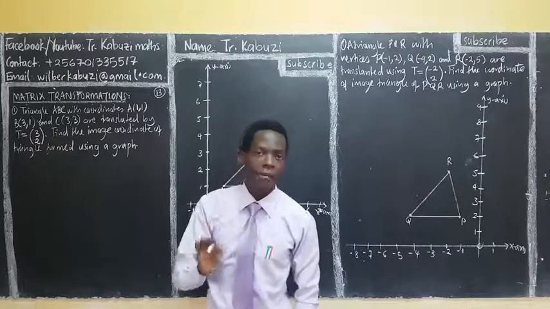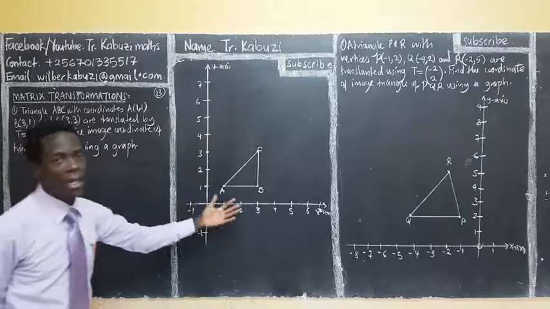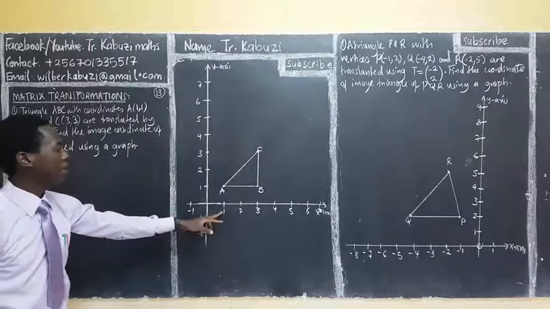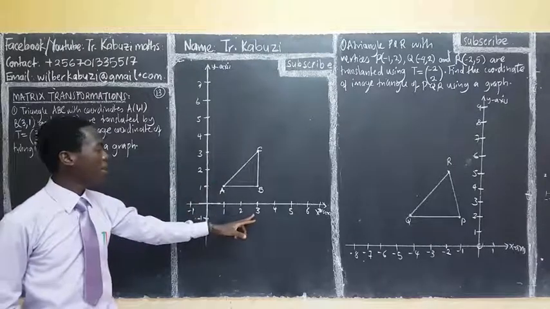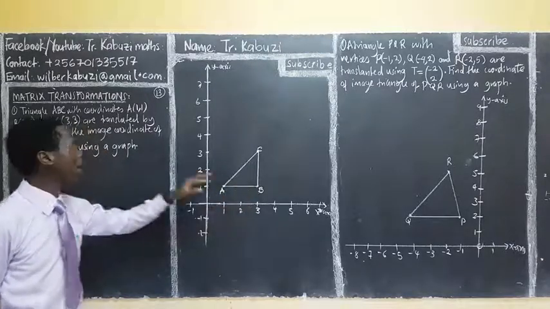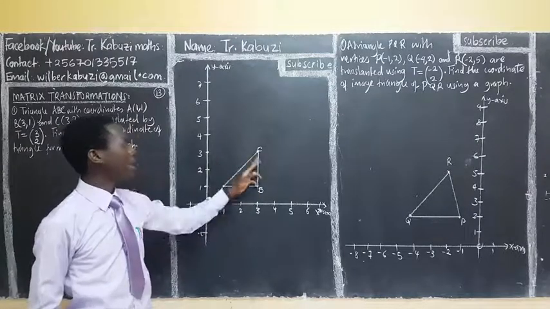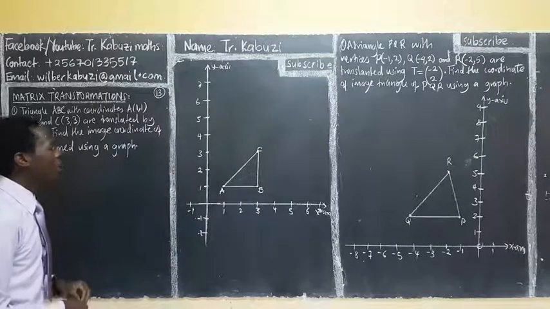Now here we have to use a graph. So now I'm done with plotting. I've done this for you. We know how to plot A (1, 1): 1 on the x, 1 on the y. Then B (3, 1): 3 on the x, then 1 on the y. Then C (3, 3): 3 on the x, then 3 on the y. They are meeting there. So now, let us see how do we translate.